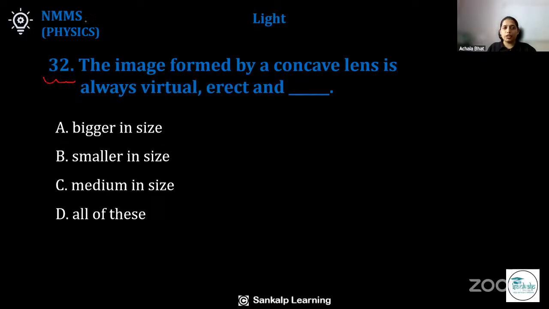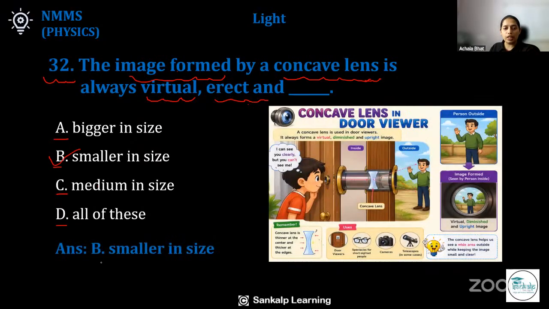Let us see question number 32 of NMMS Physics chapter Light. The image formed by a concave lens is always virtual, erect and dash. Option A, bigger in size, B, smaller in size, C, medium in size, D, all of these. The correct option is option B, smaller in size.